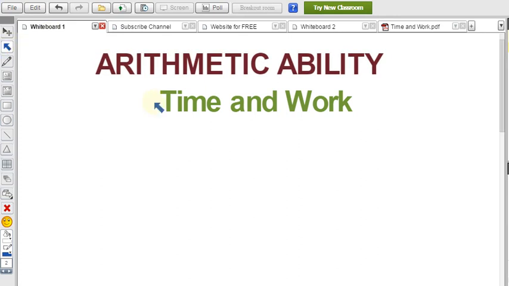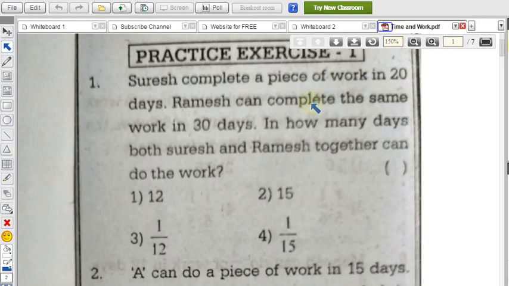In arithmetic ability, the topic is time and work. So interesting topic this is. First I'll explain all the important points in this time and work topic. After completing all the important points and theory part of this topic, then we'll see one model paper.